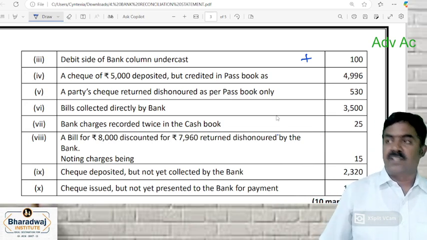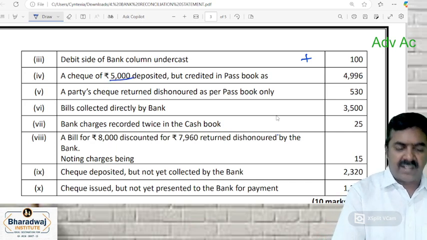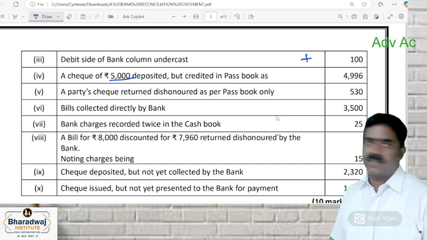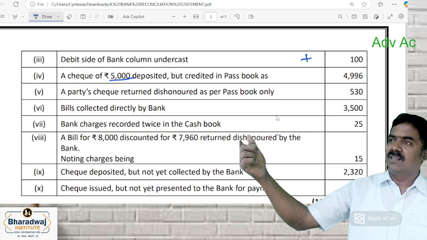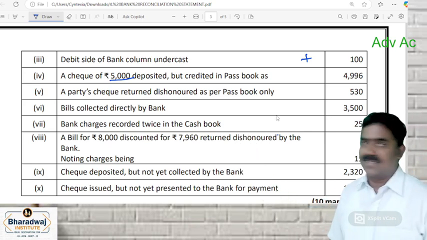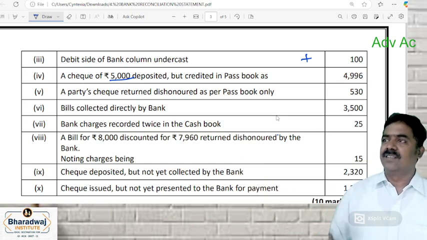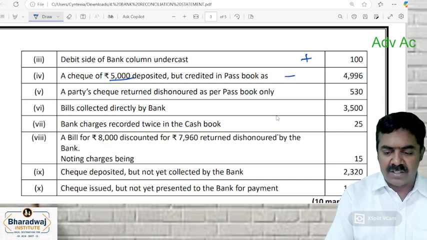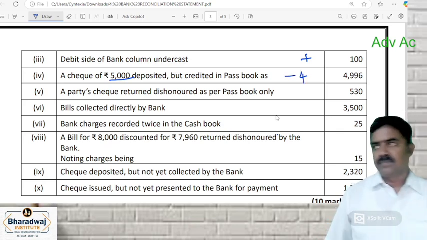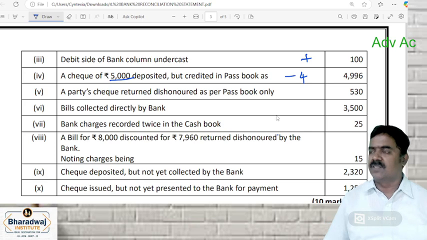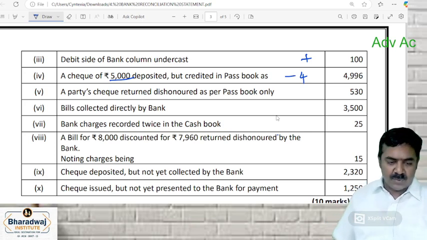Check deposited 5,000, which means customer would have added 5,000. But in the passbook we have added only 4,996. How much has the customer added? 5,000. How much have we added? 4,996. Has the customer added extra? 4 rupees. We should also add it. But OD starting point minus 4.